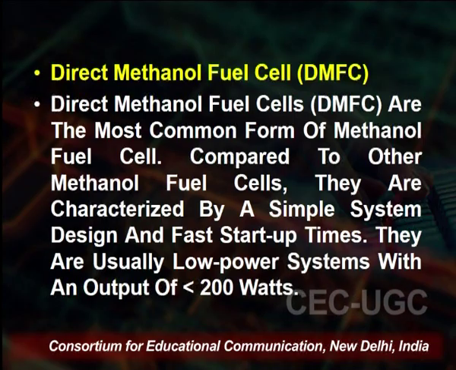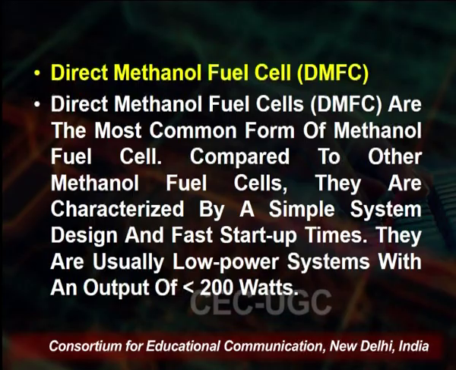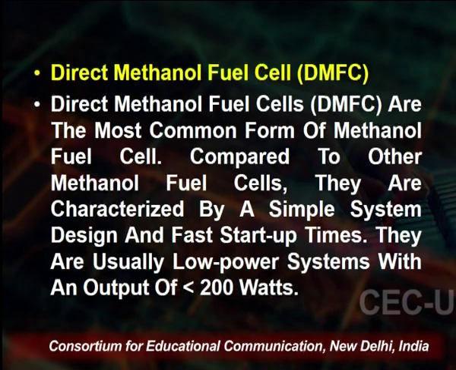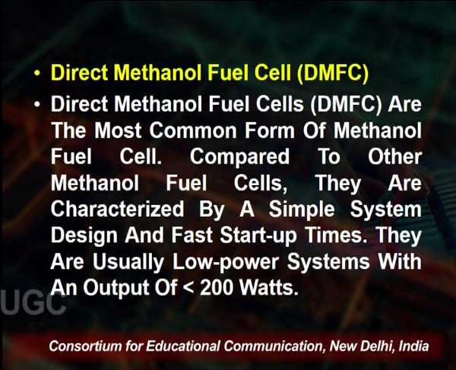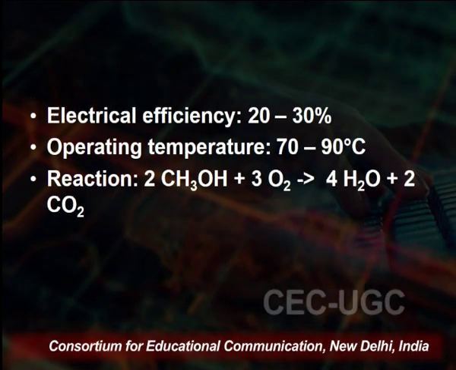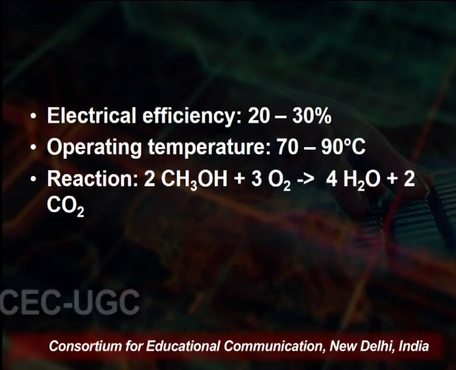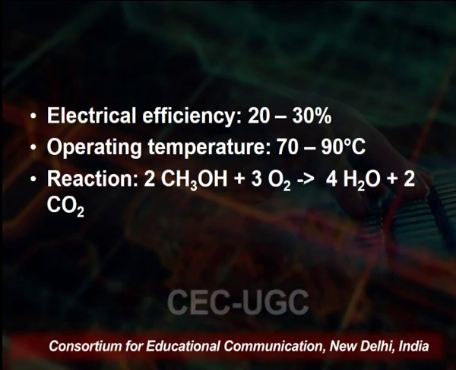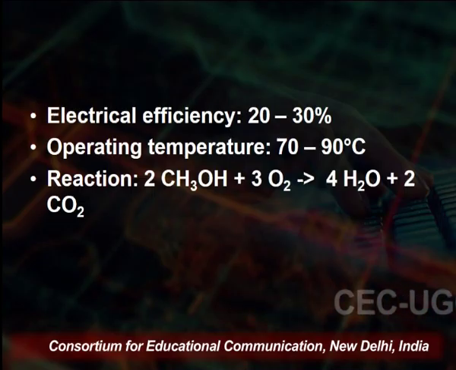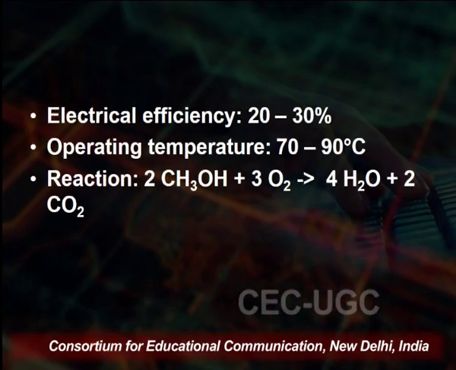Direct methanol cells are the most common form of the methanol cell. Compared to the other methanol cells, they are characterized by a simple system design and fast startup time. Methanol is directly supplied to the system, and they usually are low power systems with an output of less than 200 watt. We can have an electrical efficiency of 20 to 30%, operating temperature 70 to 90 degrees centigrade, and the reaction is just with methanol: 2CH3OH plus 3O2 gives 4H2O plus 2CO2.